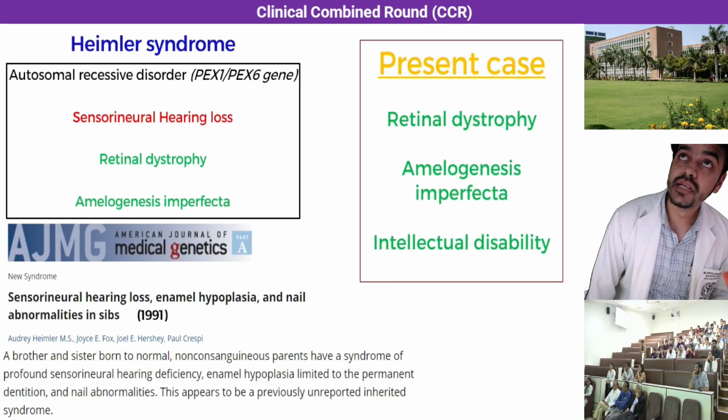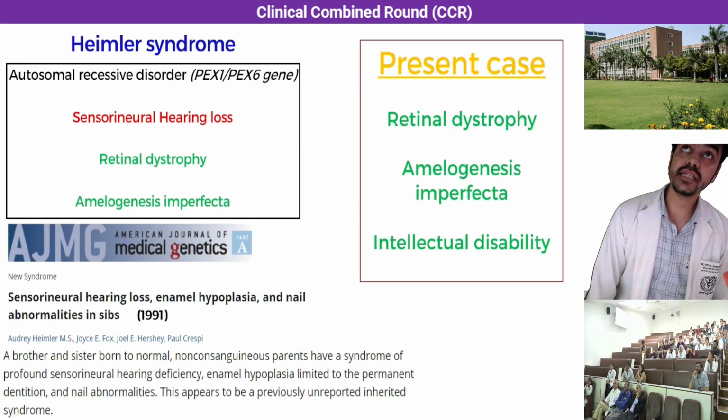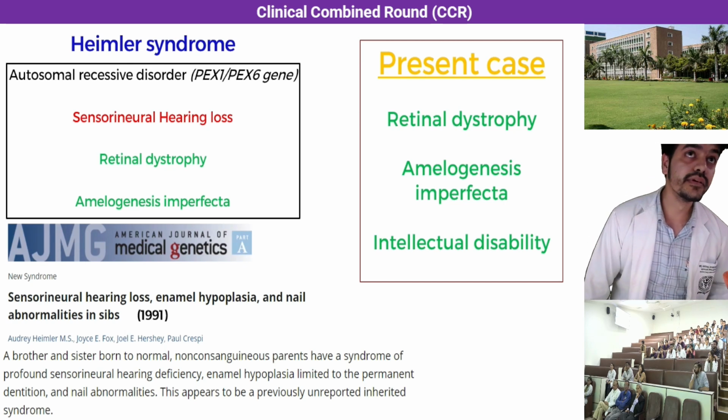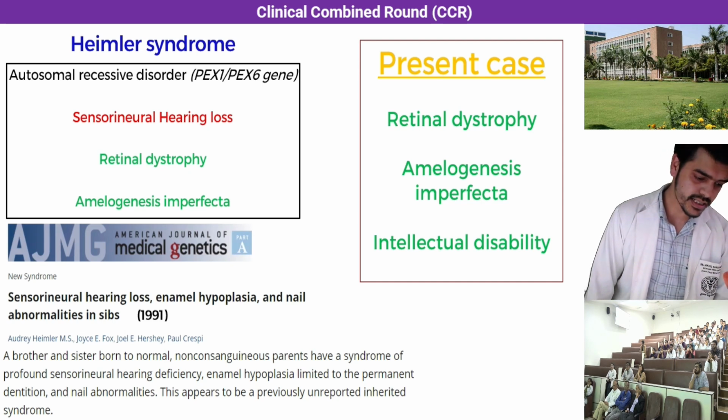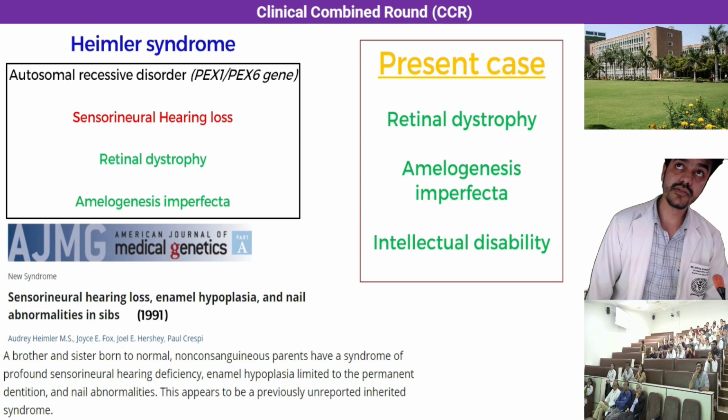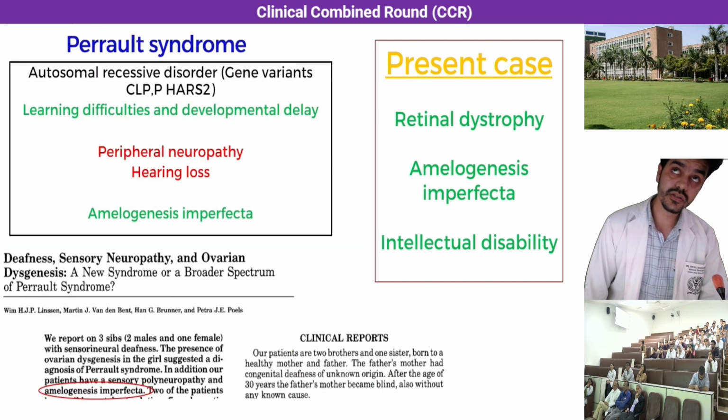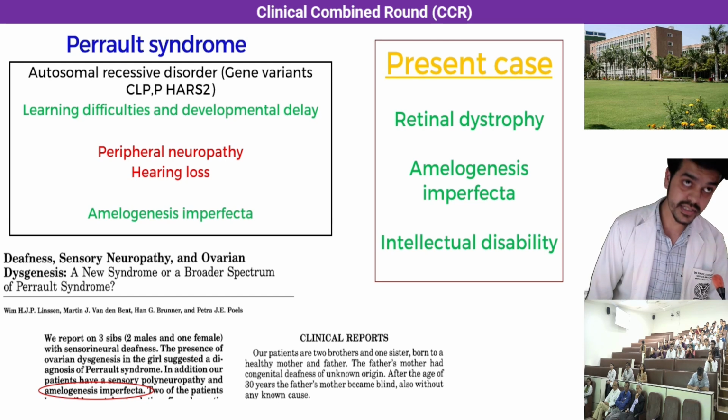So initially, when the patient was suspected on the basis of the ocular abnormalities and dental abnormalities, the patient was suspected with AIIMS syndrome, as the features were retinal dystrophy, sensory neural hearing loss, and amelogenesis imperfecta. The other syndrome which was also kept in consideration is characterized by learning difficulties and developmental delay, peripheral neuropathy, hearing loss, and amelogenesis imperfecta.